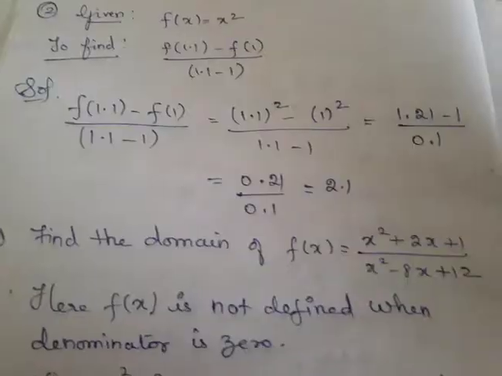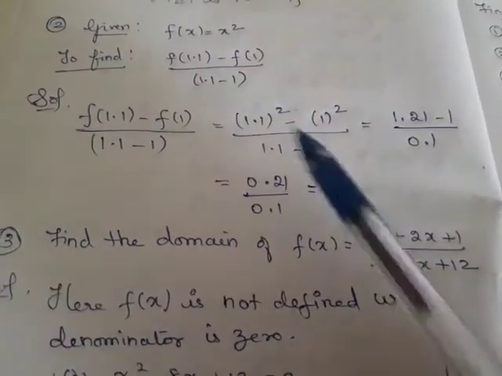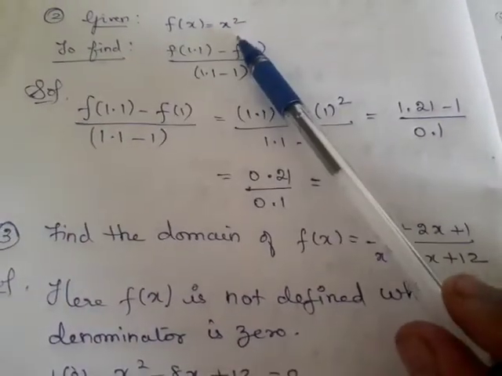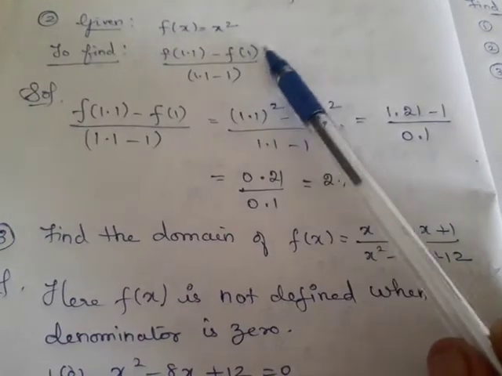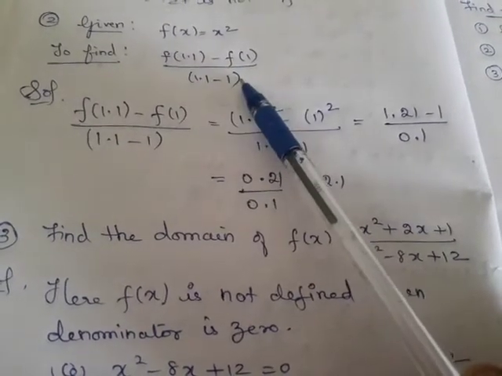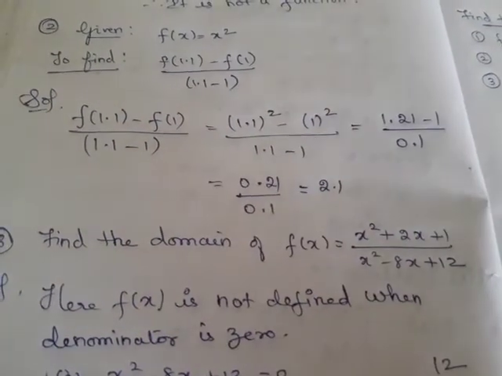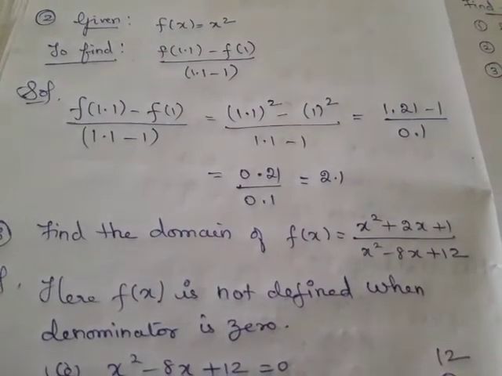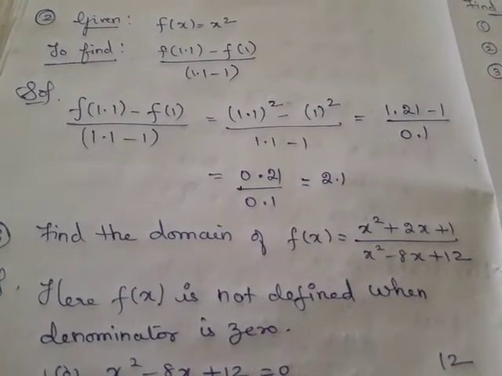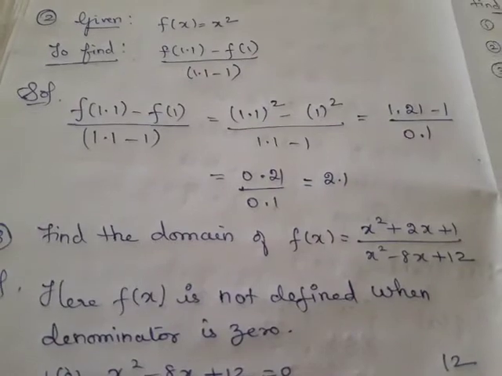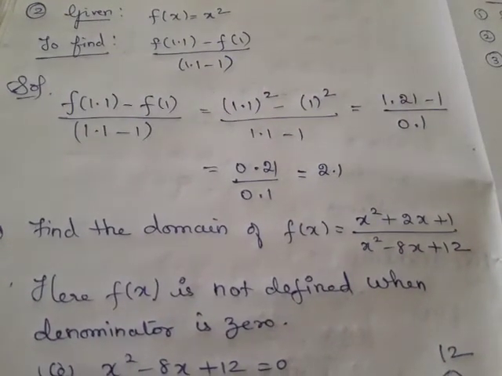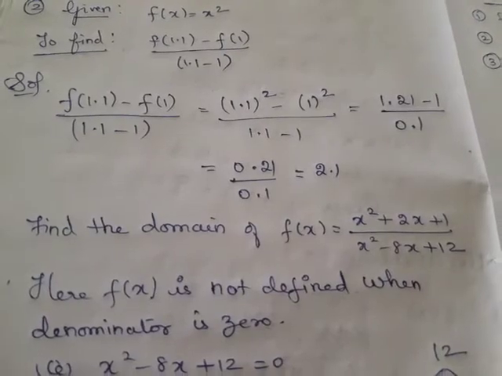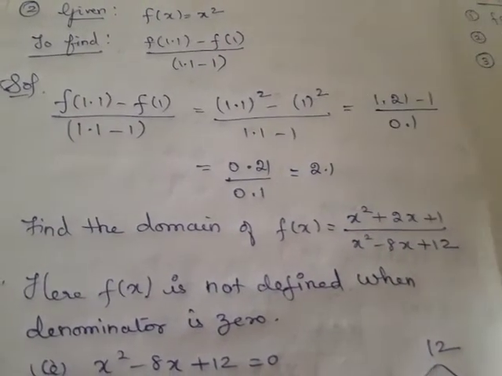Hope you understood. Now let us see the second question. Given f of x equals x square, they asked you to find f of 1.1 minus f of 1 divided by 1.1 minus 1. This is similar to the problems which we have solved in previous classes. F of 1.1 means in the place of x you have to substitute 1.1. Instead, here they have given a decimal value since we are talking about real functions. But the procedure is the same.